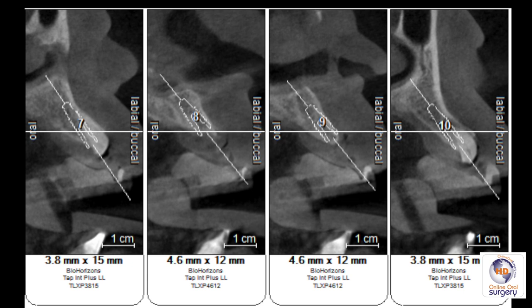If you look at the cross sections, you can see that there's definitely an adequate amount of vertical height of bone in order to place the implants. We've got 15 millimeter implants at the lateral incisors and 12 millimeters for the central incisors. But also what you can see is that if you look at the cross-sectional width of the ridge, we have less than 2 millimeters on the facial and less than 2 millimeters on the palatal in many of the areas around where we need to place these implants.